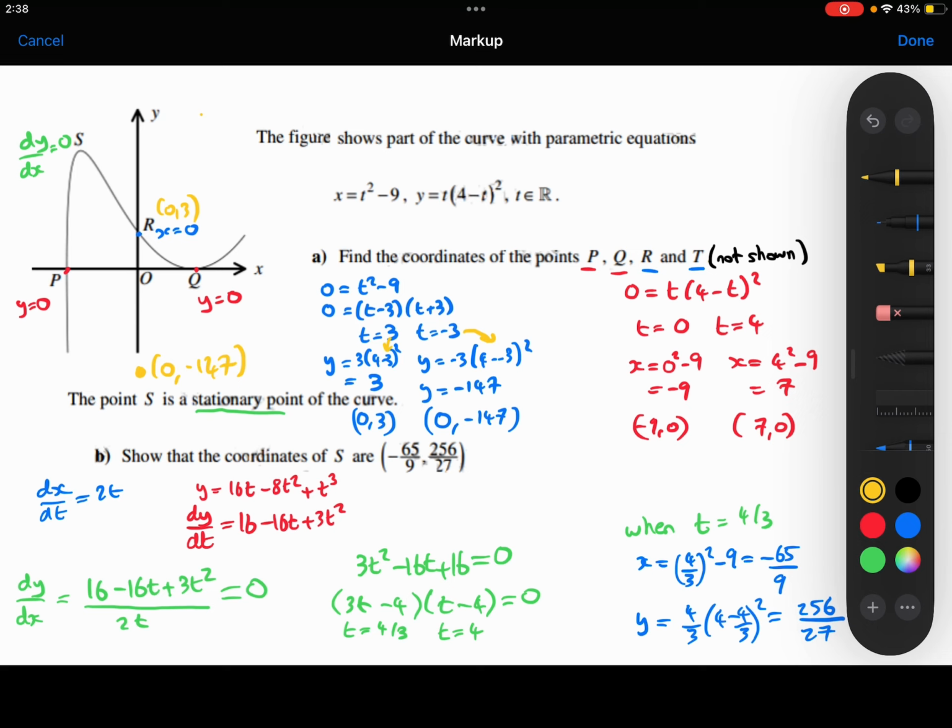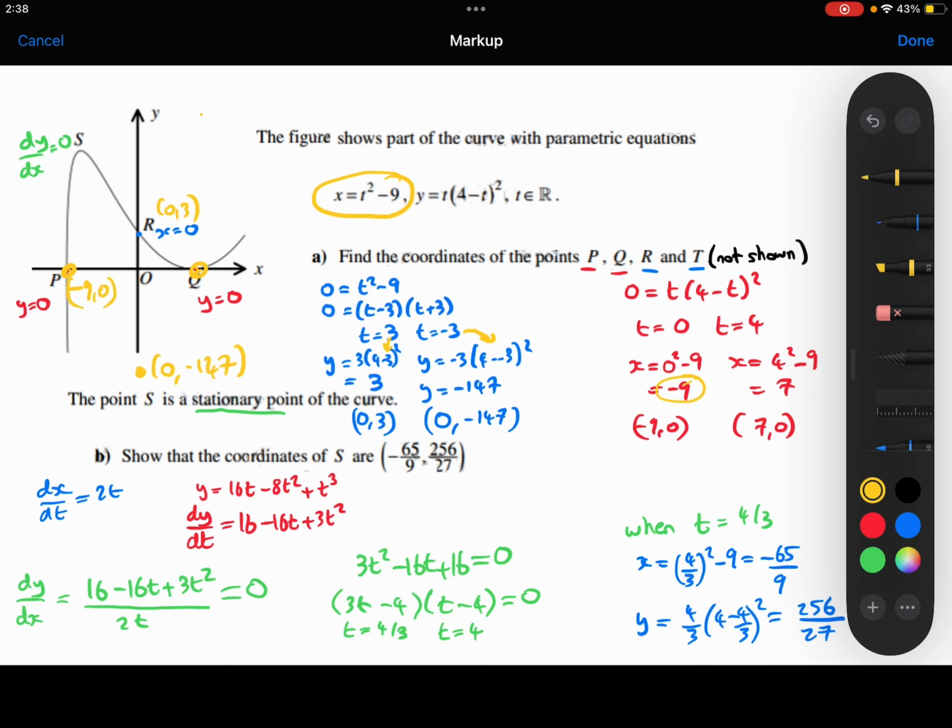Right, now for the coordinates P and Q, well, that's where y is equal to 0. So I've taken the y equation and made that equal to 0. And I can see here that I've got 0 from here or 4 from here. Plugging those values into the x equation to work out what the x coordinates are at those points. So plugging 0 and 4 into here. Well, 0 squared minus 9 is just going to be minus 9. So that's the coordinate minus 9, 0. So that's point P.